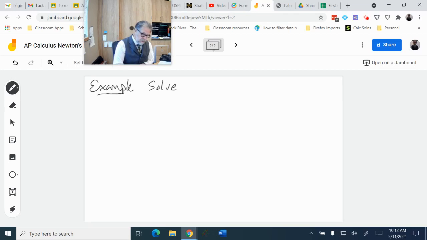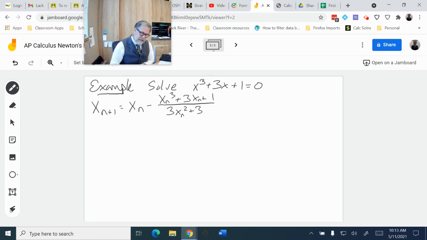All right, let's do an example. Solve x cubed plus 3x plus 1 equals 0. I know that x sub n plus 1 equals x sub n minus the function x cubed plus 3x plus 1 divided by the derivative 3x squared plus 3, and these are x sub n. And I need an initial value. So x sub 0 equals, and I'm going to choose -1.